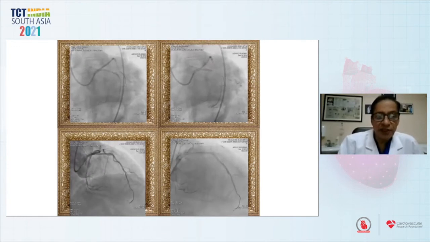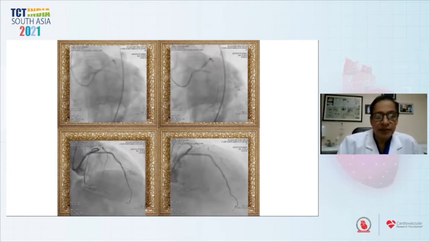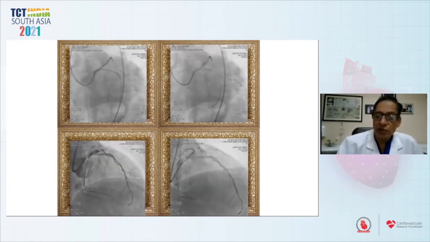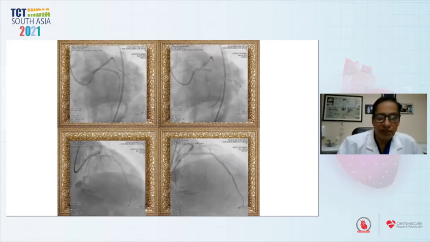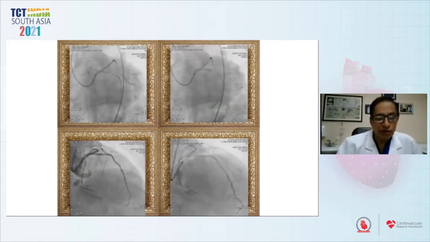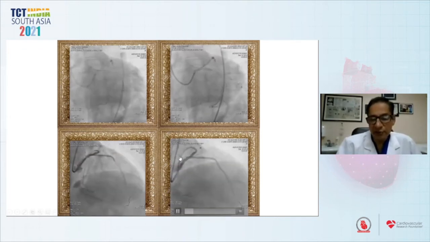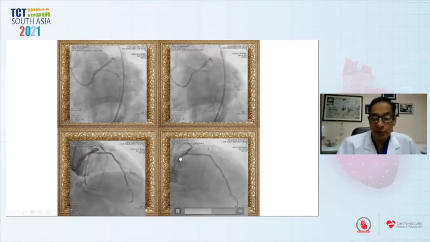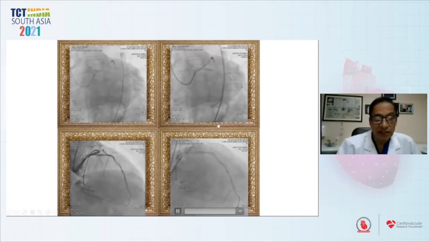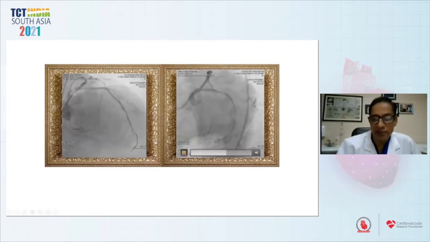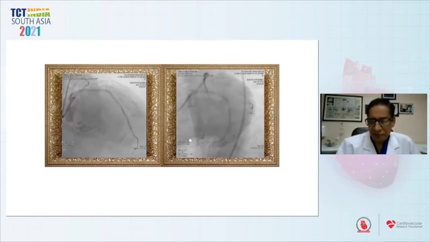So we quickly crossed over to the circumflex through the stent, culotte, followed by kissing balloon, and this is before POT. This is before ostial optimization, and then after kissing again POT, and then ostial optimization, and this was the result.